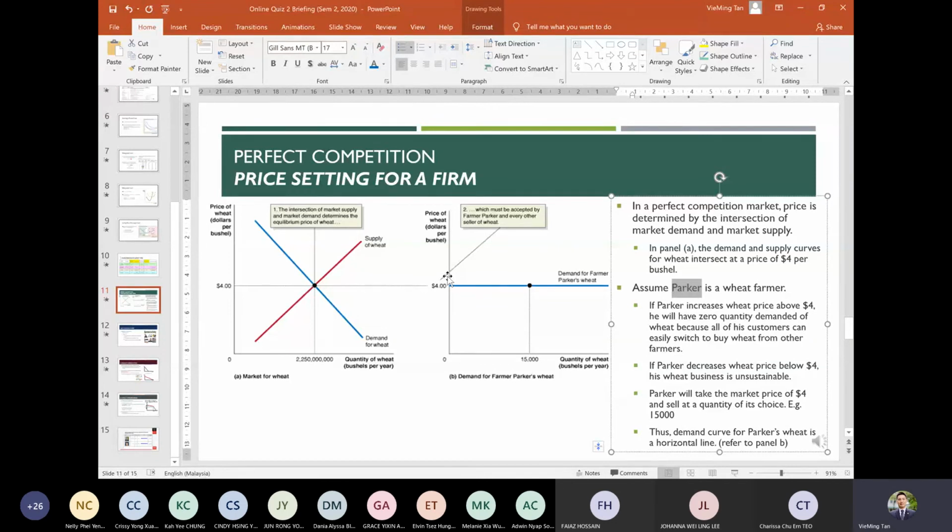Okay, so what happens if Parker reduces the price to, let's say, $3.90, that is below $4? Then if that is the case, Parker is not able to survive. Because if he reduces the price, other firms also reduce, to the extent that this will create a price war and the farmers cannot survive at a price below $4. Okay. So as a result, you may find that for perfect competition, the individual firm demand curve is a horizontal curve. Okay, horizontal curve.